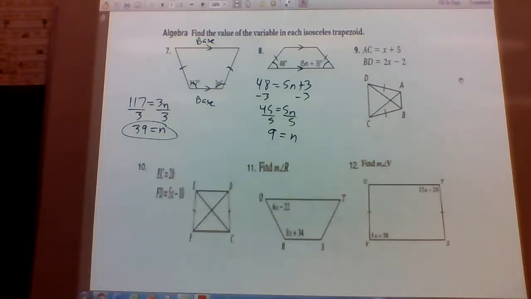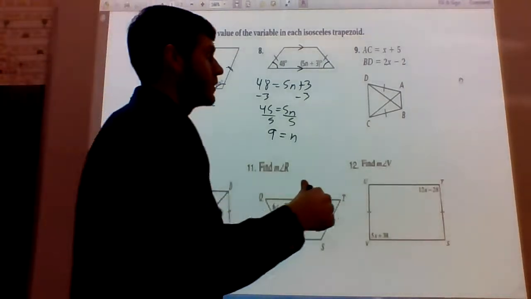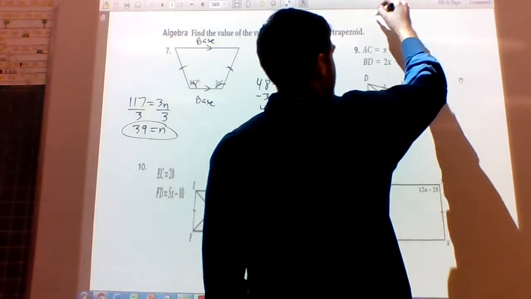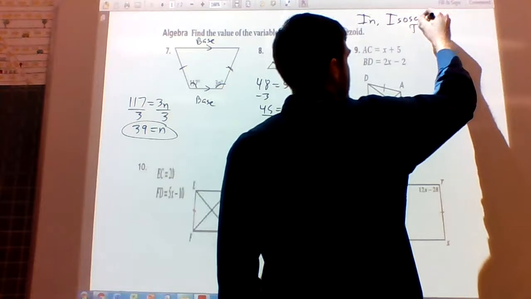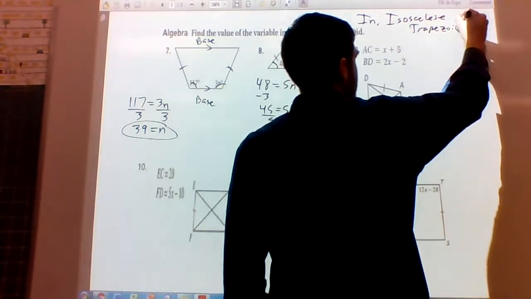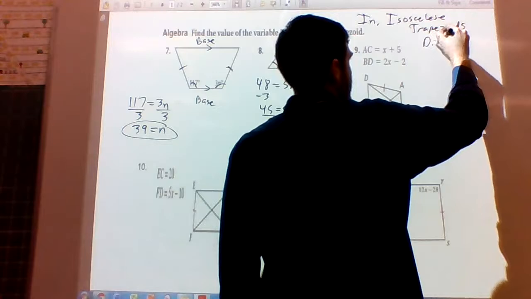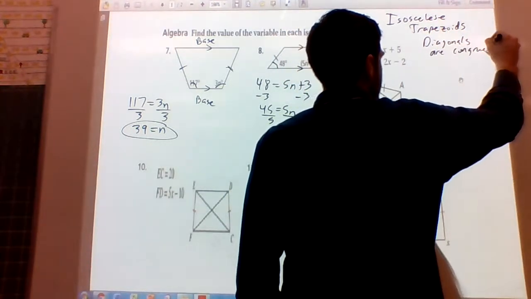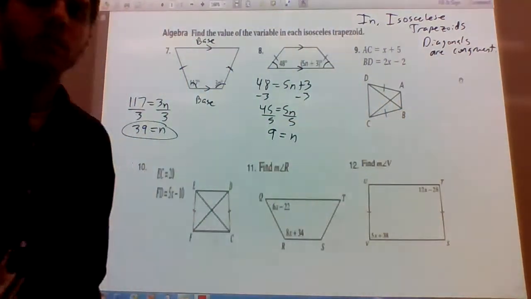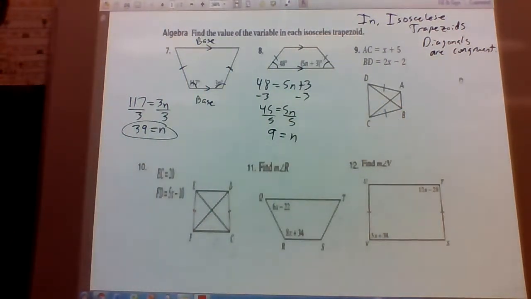Number 9, this is where we get to the additional property. In isosceles trapezoids, diagonals are congruent. So again, that property is on your reference sheet. It's not the first time we see diagonals that are congruent. We know in rectangles the diagonals are congruent. So it's not just in rectangles that diagonals are congruent. It's also in isosceles trapezoids.